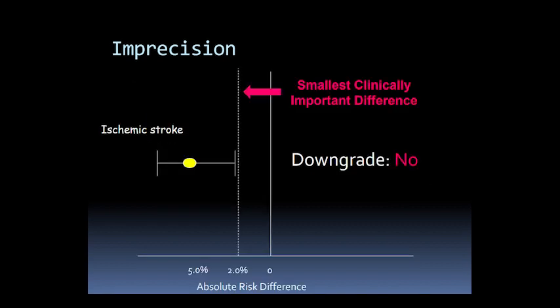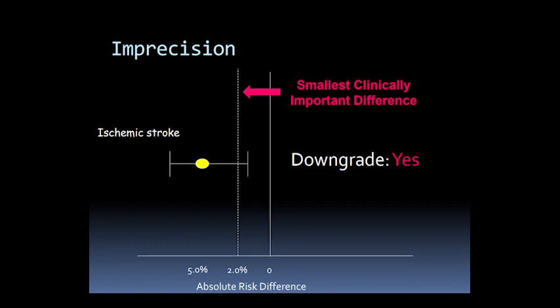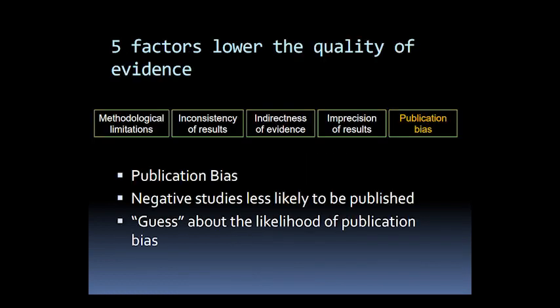This is an example. You see, you have the wide confidence interval, and you have good event till now, and it did not cross the boundaries. So you have the smallest clinically important difference compared to this one. You see, there is no downgrade here, but here, because it's crossing the boundaries, then yeah, it can affect the quality. The last thing is publication bias.